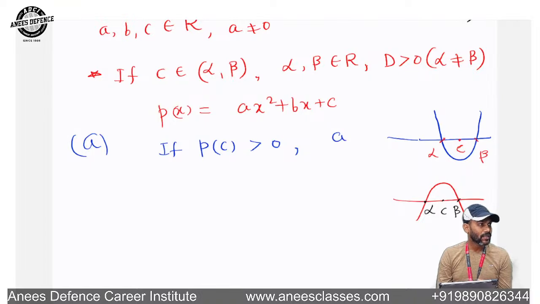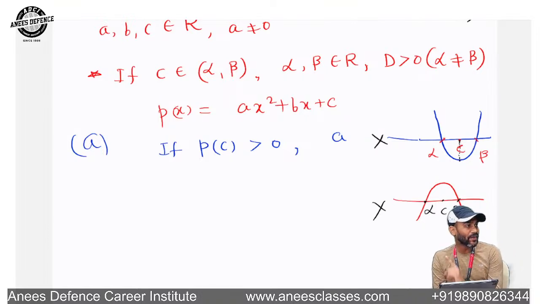Positive or negative? Positive. At C, what is the value we are getting? Here we are getting below the x-axis. This is your x-axis. So P of C will be negative if A is positive. But if A is negative, then P of C is positive. So it means here A would be negative.